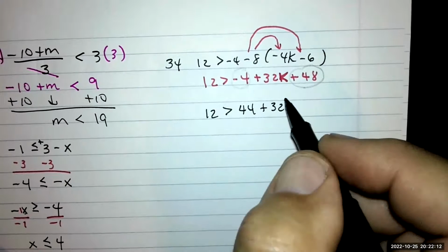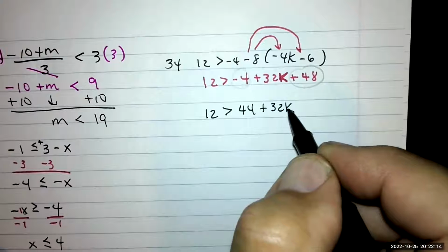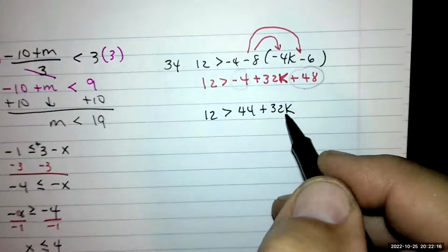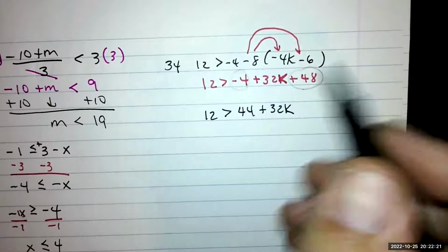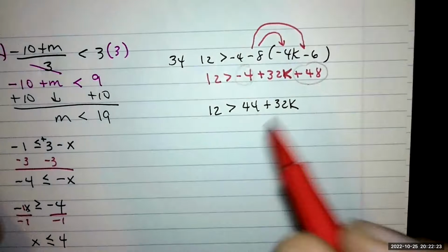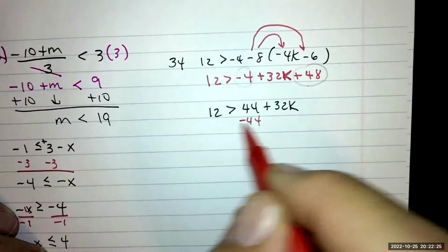All right, I got to get the number away. So what's my variable? K. What's being done to K? It's being multiplied by 32 and added by 44. So we always get rid of add and subtract first. So I'm going to subtract 44 from both sides.